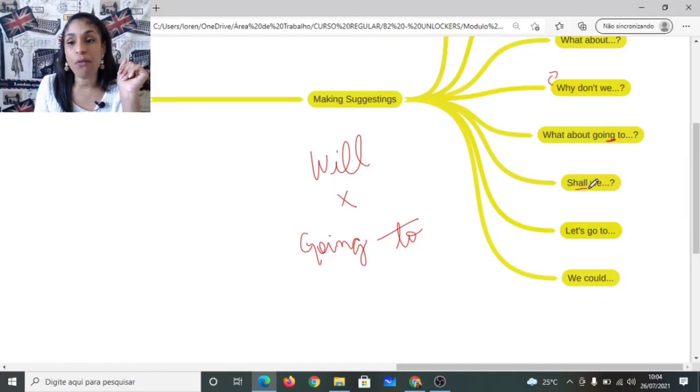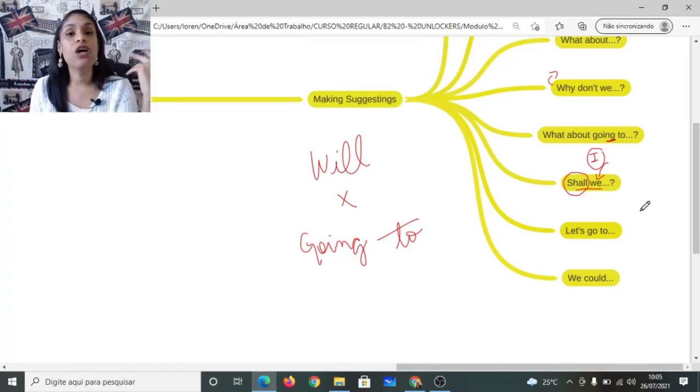Shall we? Shall is another modal verb, but we use it more with the pronoun we and with the pronoun I. It's podemos fazer isso. I think shall we, I wouldn't say that it's too formal, but it's not that common. And when we see shall, we normally see shall with the pronoun we. Shall we? Podemos? Okay?